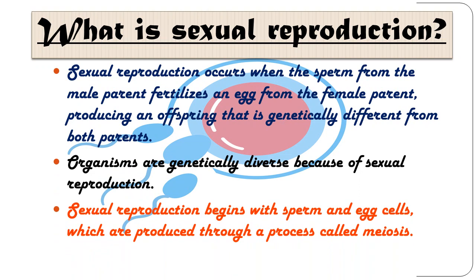Sexual reproduction begins with sperm and egg cell. Sperm is a male gamete and egg is a female gamete. The egg cell is also called an ovum, and these are produced through a process called meiosis. So by the process of meiosis, male gametes and female gametes, that is sperm and eggs, are produced. So this is all about sexual reproduction.